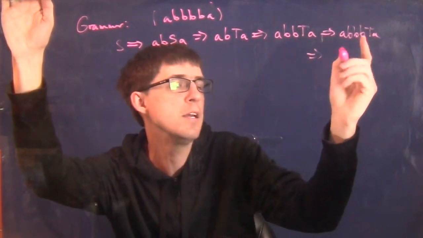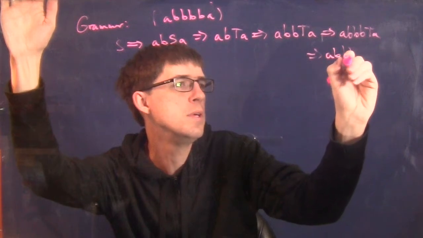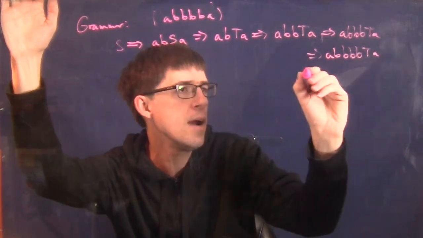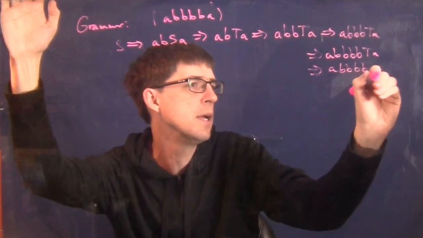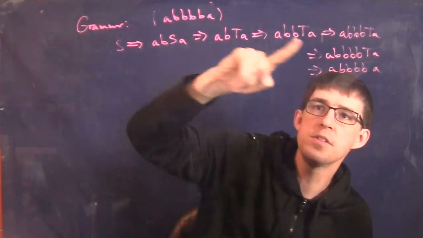No, I need another B. All right. A, B, B, B, B, T, A, and now finally T goes to epsilon, and it's done. A, B, B, B, B, A. Right? Okay, so this is the grammar derivation.